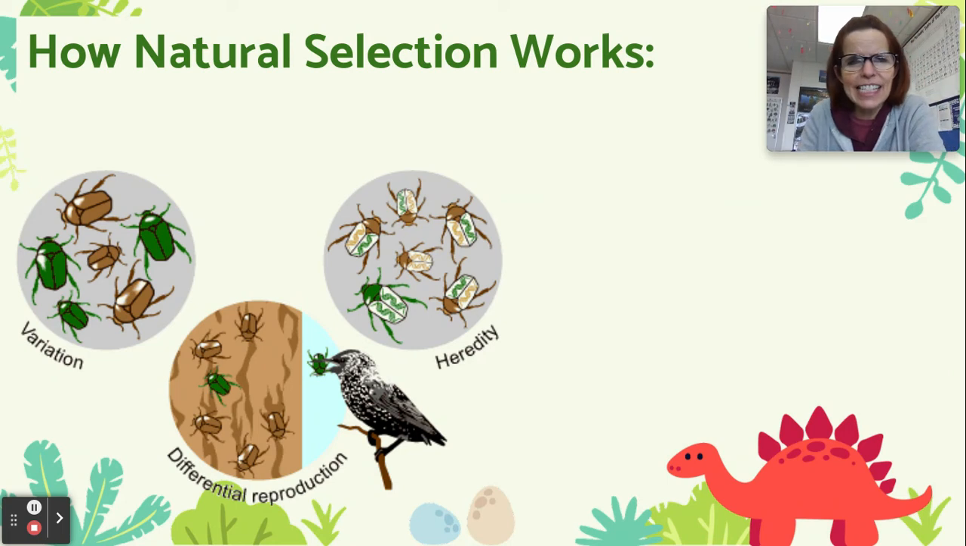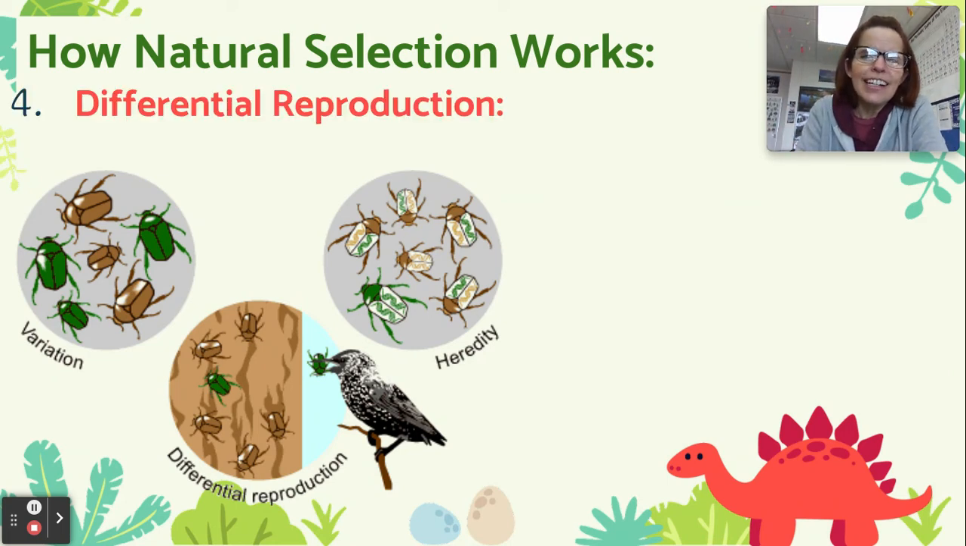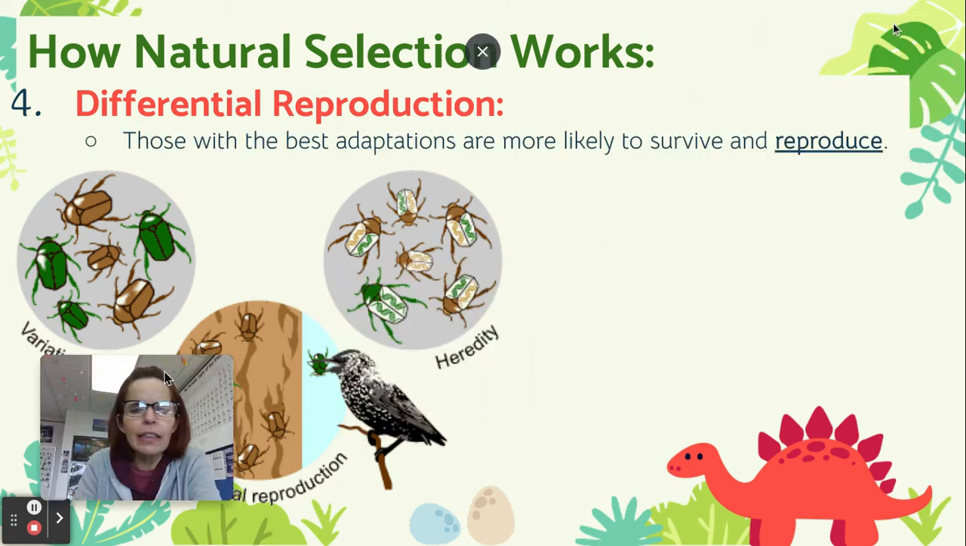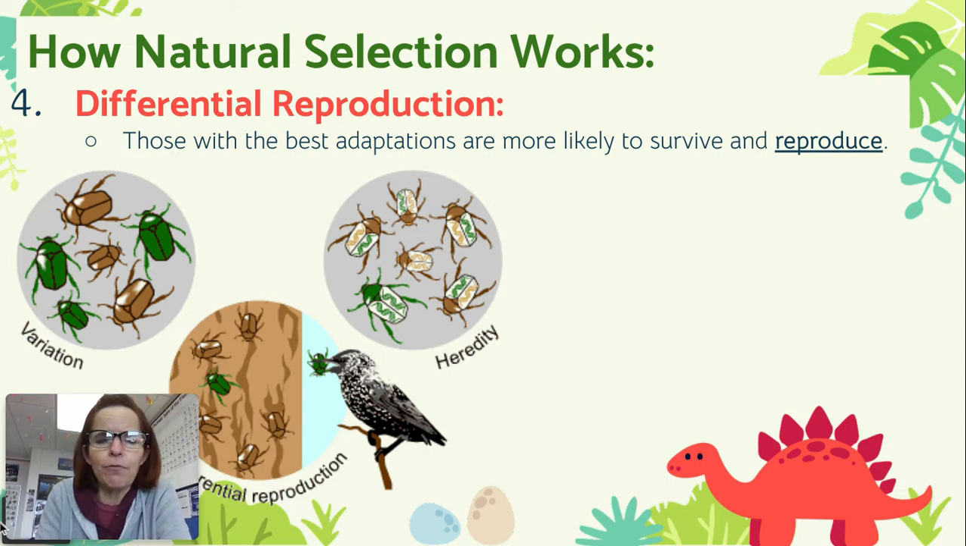All right, and then the last step or section of natural selection is called differential reproduction. And the word differential is such an intimidating term. I tell students just ignore the "ial": different reproduction. They reproduce differently. Those with the best adaptations are more likely to survive and have lots of babies.